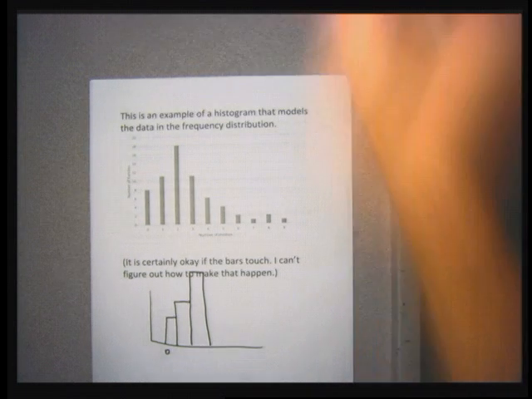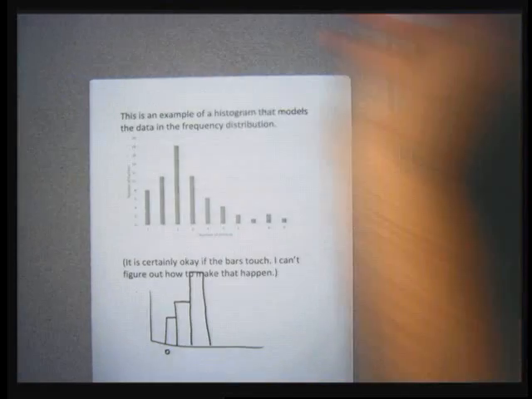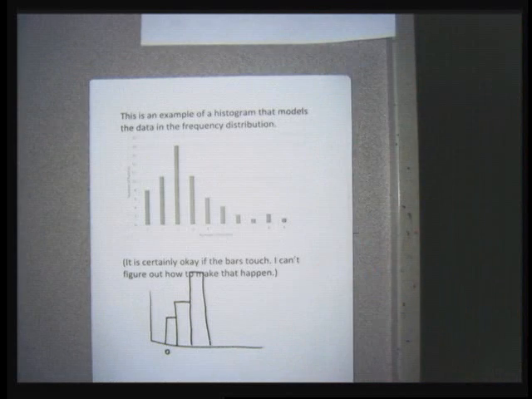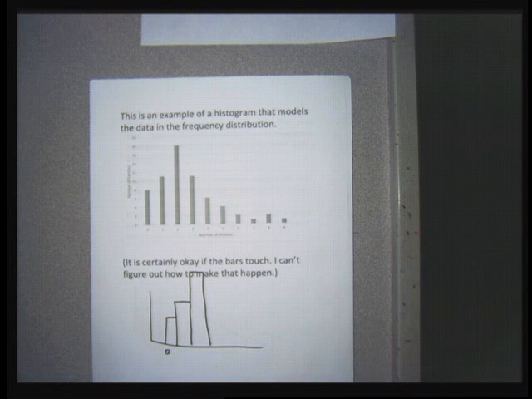The next thing's going to be equally not so hard to do. The next thing I'm going to do is construct a frequency polygon, and a frequency polygon is just a line graph that, instead of making bars, you connect points with lines. So this is not going to be a big step.